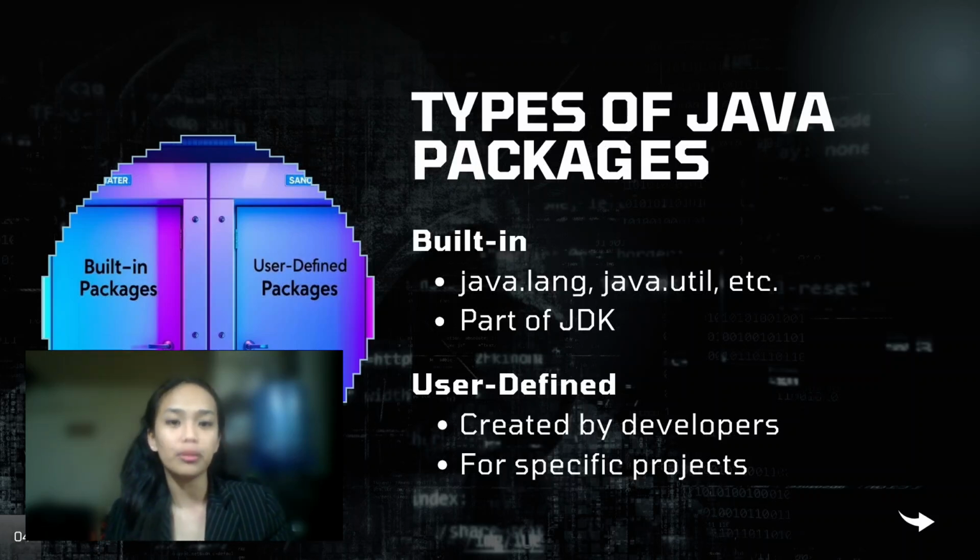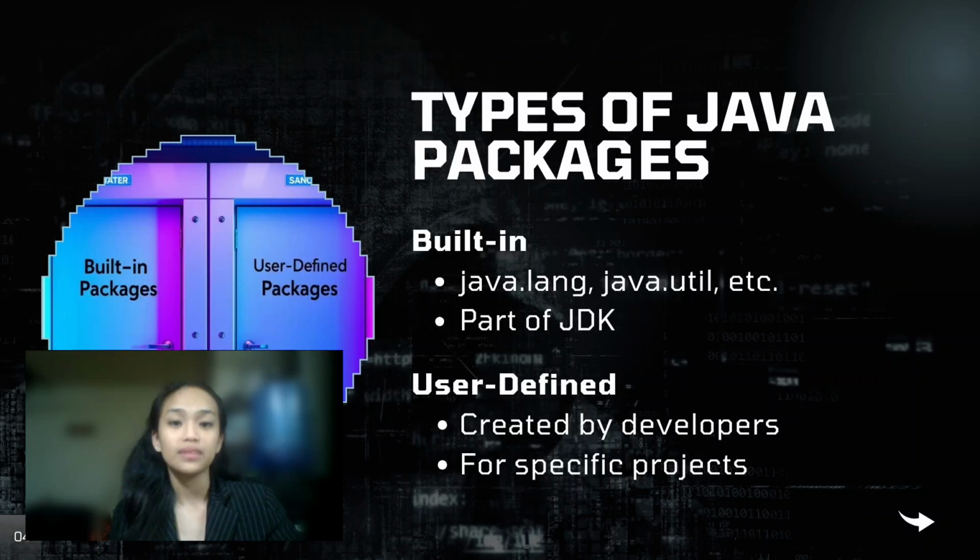Let's expand our library analogy to understand the different types of Java packages. Remember, Java packages organize related classes and interfaces. But where do these packages came from? There are two main types, built-in and user-defined. So first is built-in packages. Think of built-in packages as core collection of books in your school library, the essential text everyone needs. These packages are part of the Java Development Kit or JDK, which is the software you use to write and run Java programs. They provide fundamental classes and interfaces for common programming tasks.